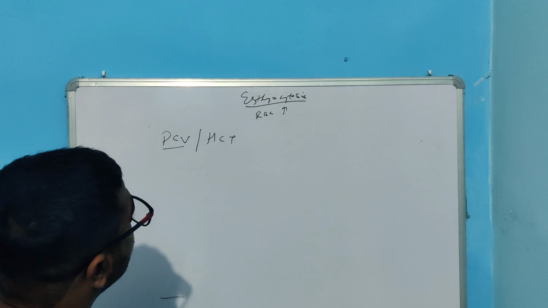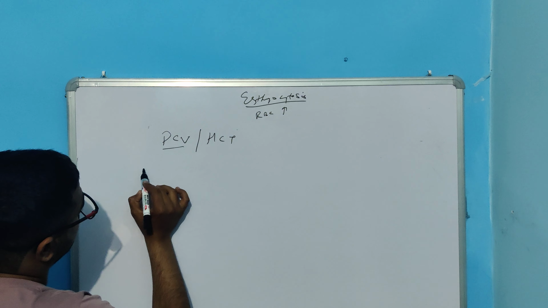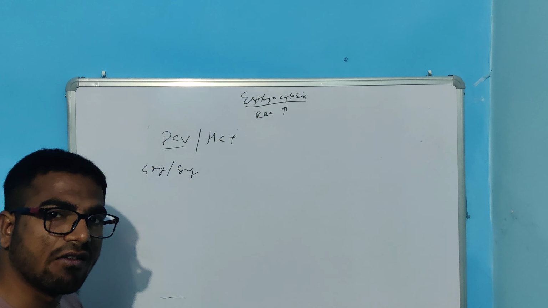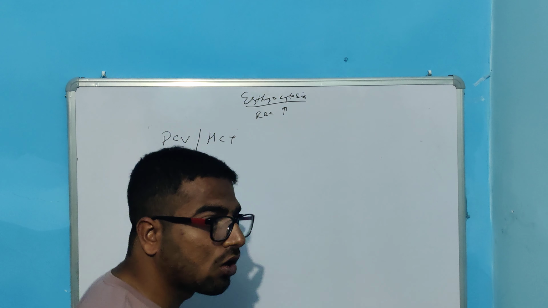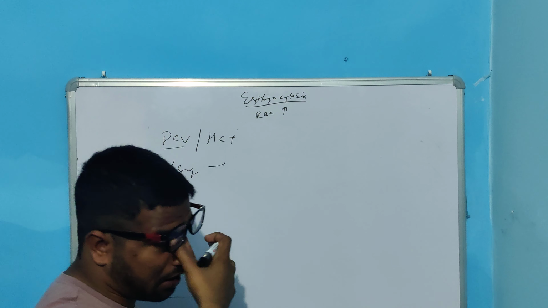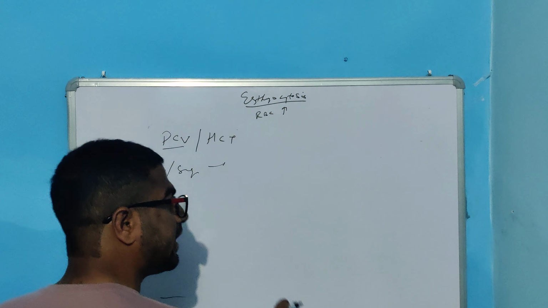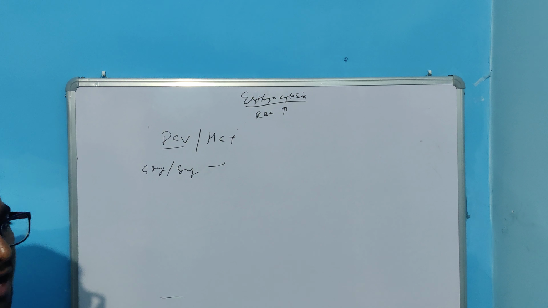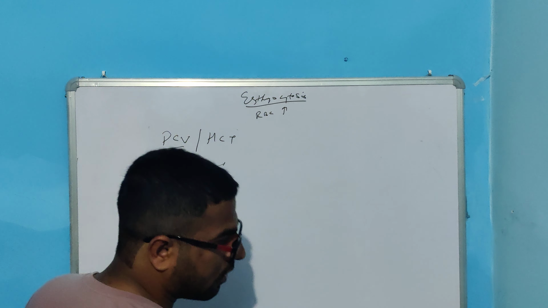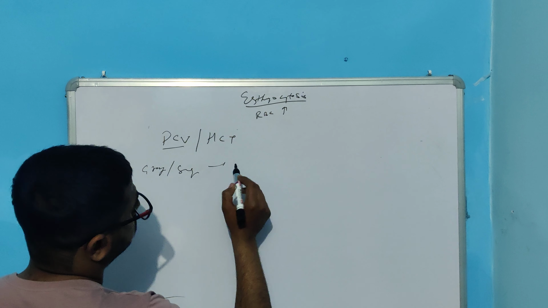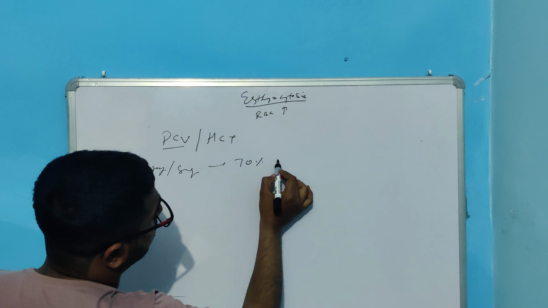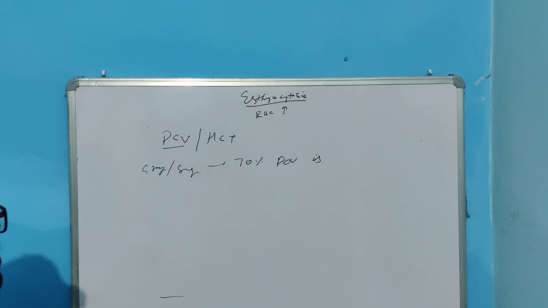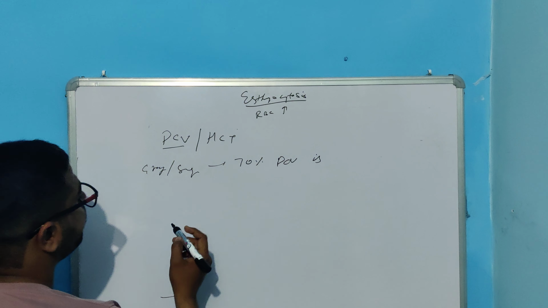Certain breeds like greyhounds and other sight hounds generally have a higher PCV or higher RBC cell number than other breeds. Around 70% PCV is considered normal in greyhounds and other sight hounds.